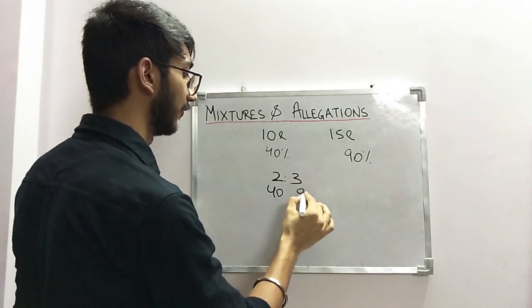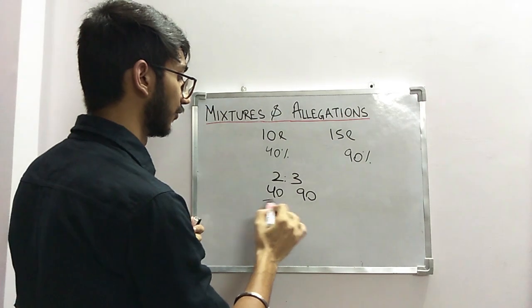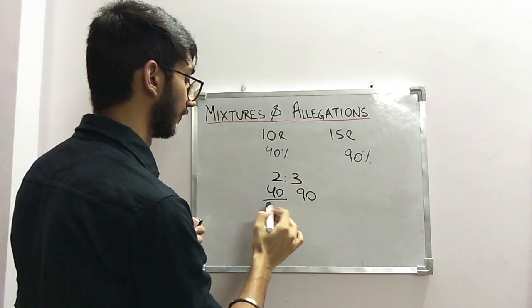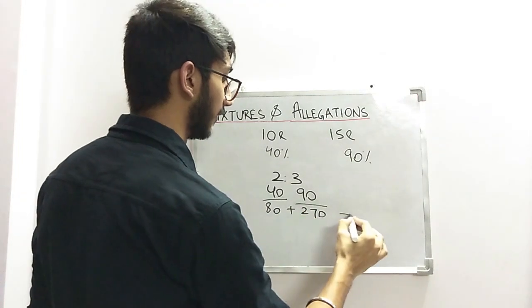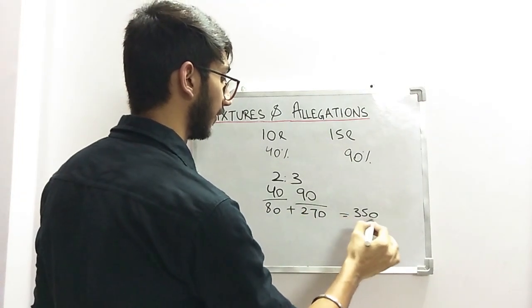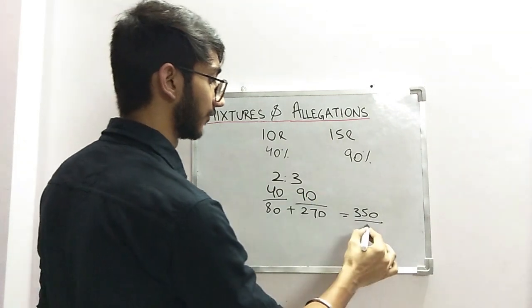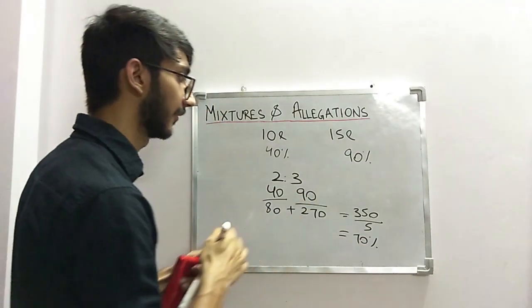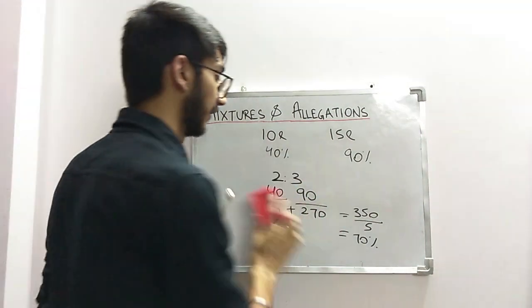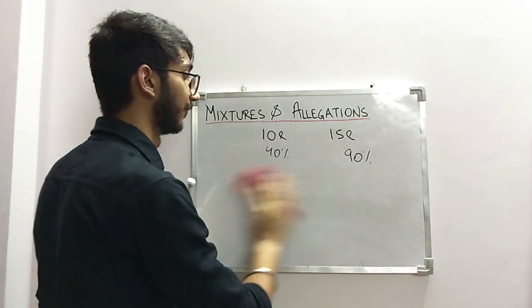Instead of prices, now we have the percentages. So it will be 80 and this will be 270. So we'll add them, 350 upon total of the ratios, that is 5. So that means I'll have 70% of milk in my solution, right? So it was just same as before.